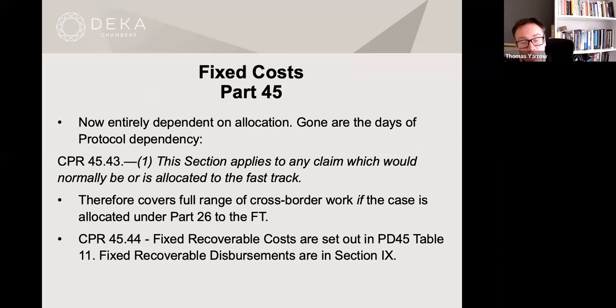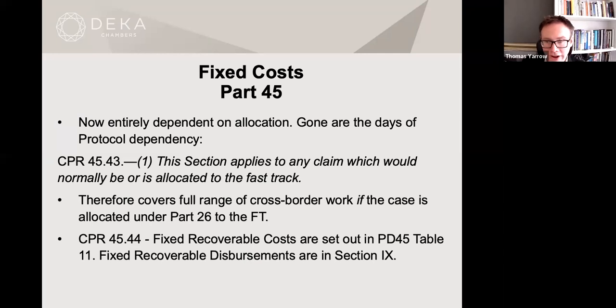So that's allocation. Part 45 fixed costs is now entirely dependent on allocation. So gone are the days of the protocol dependency. To make that abundantly clear for the fast track, and it's also repeated for the intermediate track, CPR 45.43 says this section applies to any claim which would normally be or is allocated to the fast track. Any claim, not just an X protocol claim. So any claim allocated or ought to be allocated to the fast track is covered by Section 6 of the new Part 45. So it covers the full range of cross-border work if the case is allocated under Part 26 to the fast track.